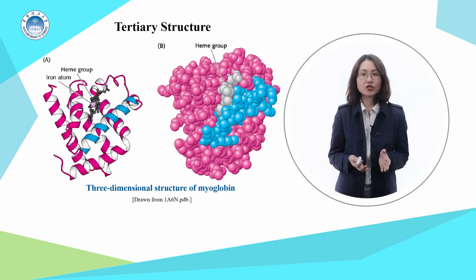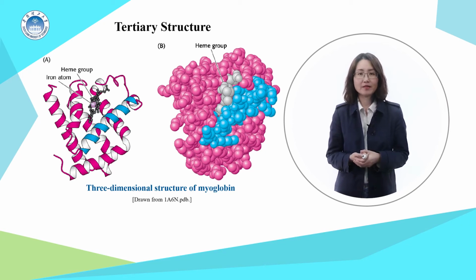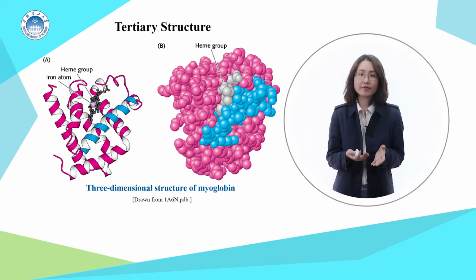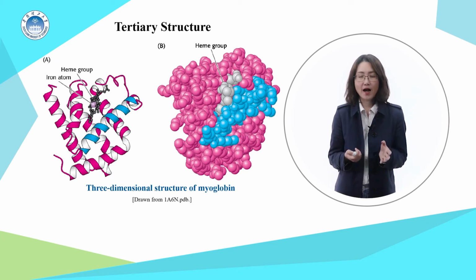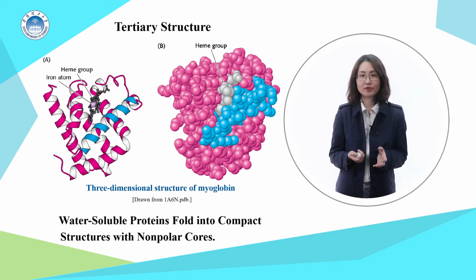Myoglobin, the oxygen storage protein in muscle, is a single polypeptide chain of 153 amino acids. The capacity of myoglobin to bind oxygen depends on the presence of heme, a non-polypeptide prosthetic, or helper, group, consisting of protoporphyrin IX and a central iron atom. Myoglobin is an extremely compact molecule.